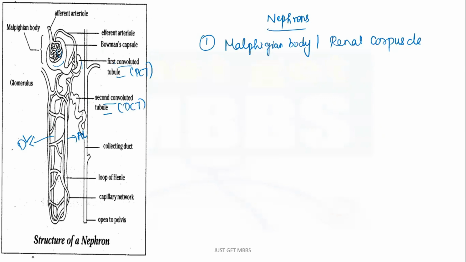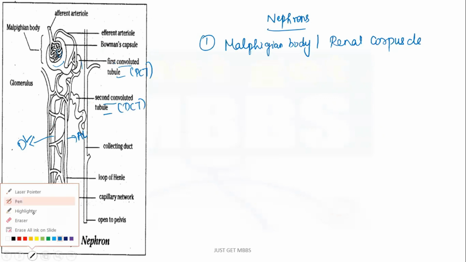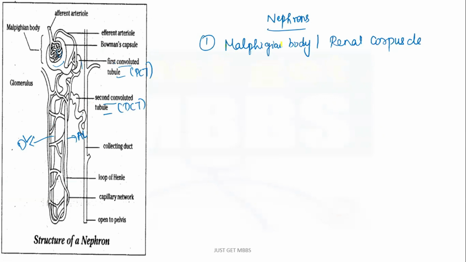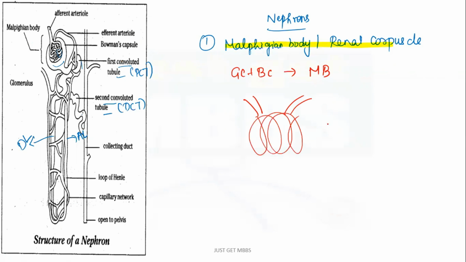So what is this Malpighian body, or your renal corpuscle? It is nothing but your glomerulus plus your Bowman's capsule, which forms your Malpighian body. When I say glomerulus, it includes both your afferent arteriole and your efferent arteriole. So what is this glomerulus? It is a tuft of capillaries. It's an important statement that you must know from NCERT.